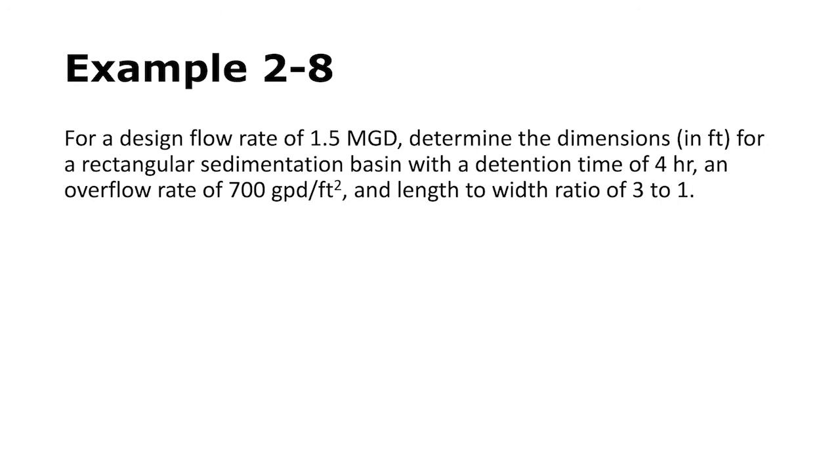So let's do an example problem. Let's assume a design flow rate of 1.5 million gallons per day. We're going to determine the dimensions for a rectangular sedimentation basin using a retention time or detention time of 4 hours, an overflow rate of 700 gallons per day per square foot, and a length to width ratio of 3 to 1.